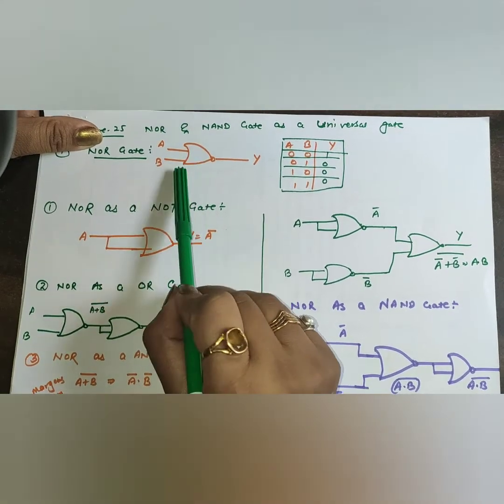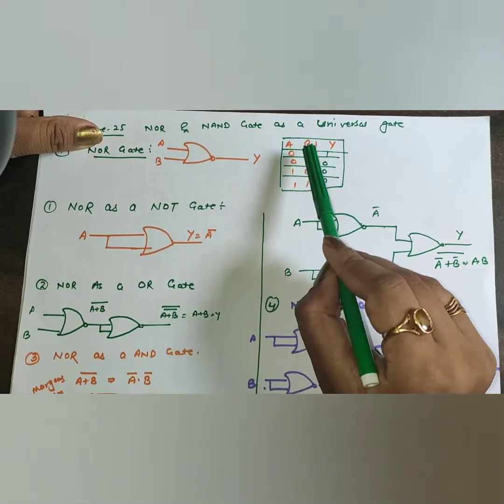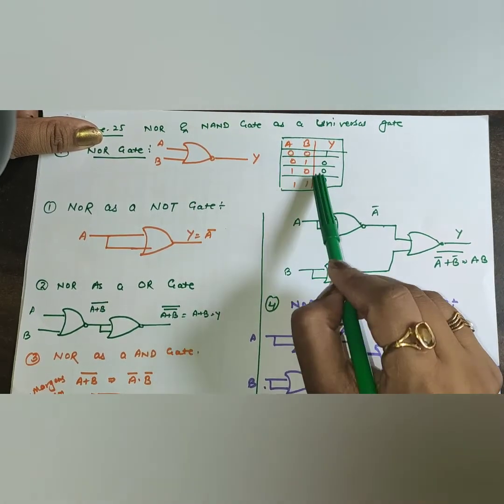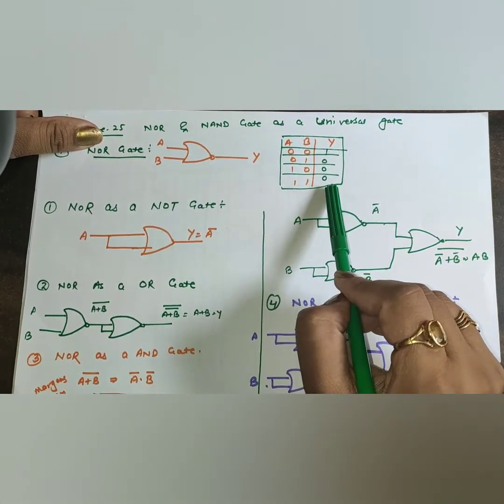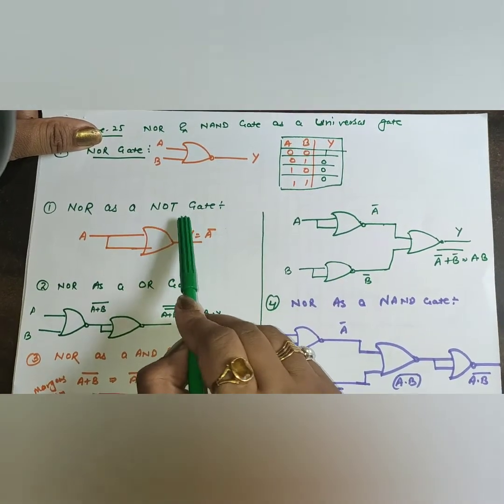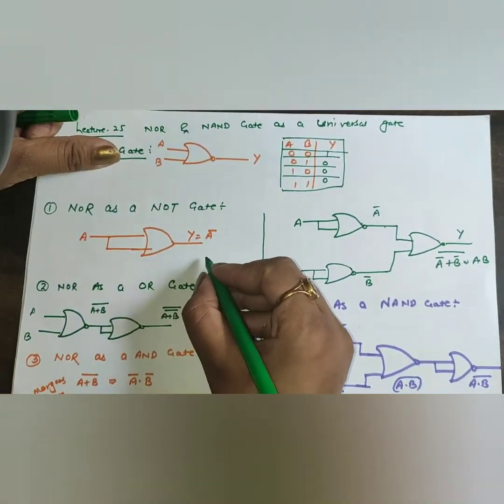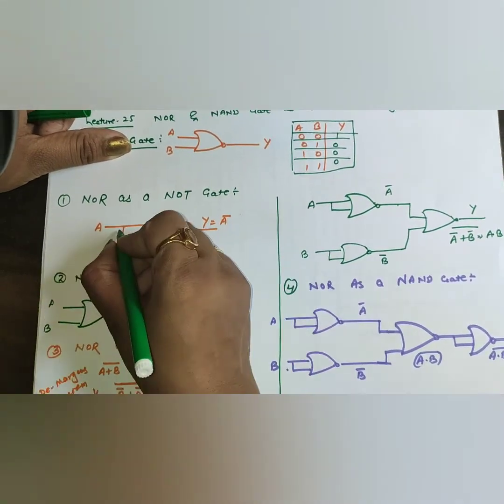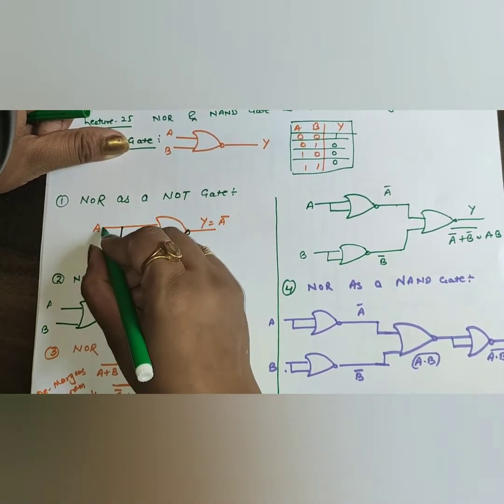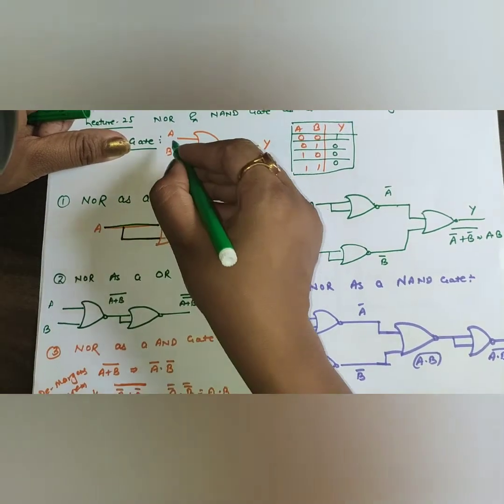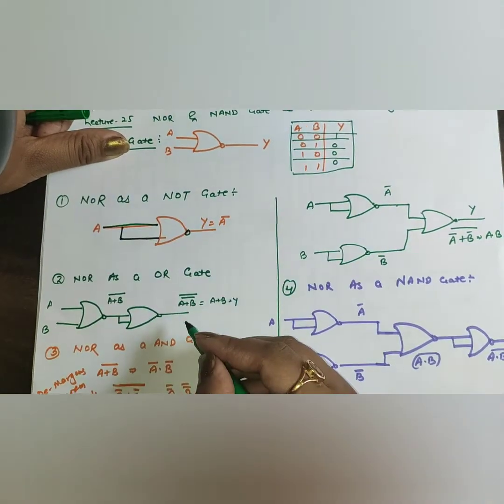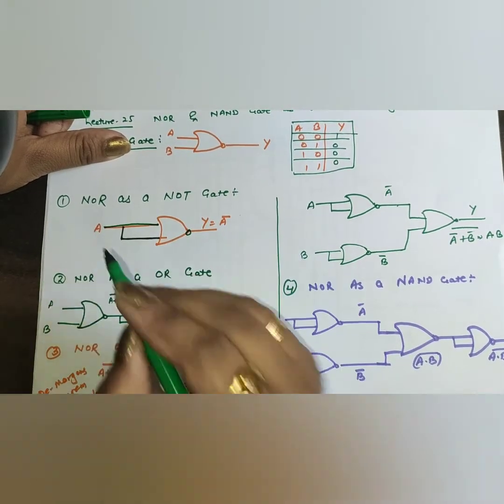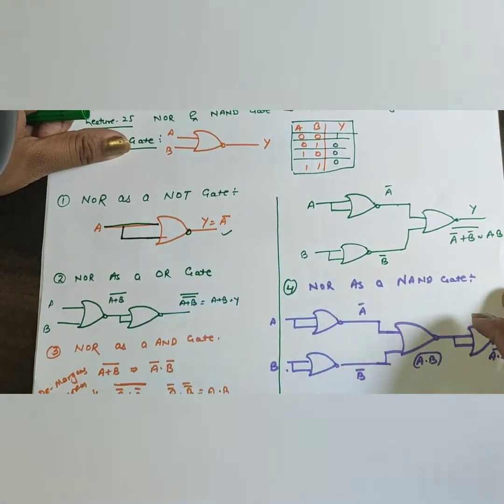The NOR gate symbol is this and the output is this. When both inputs are 0, we get the output. If any input is 1, we do not get the output. So, NOR as a NOT gate: a NOT gate is the inversion of the input. We simply short both inputs into a single input, so the output will be the inversion of the input. So this is a NOT gate.